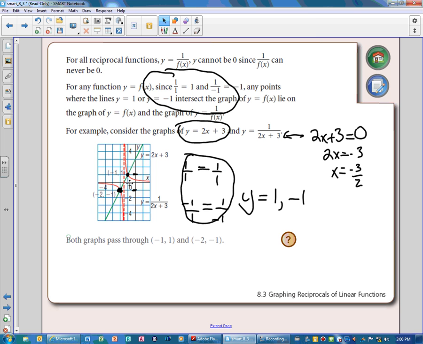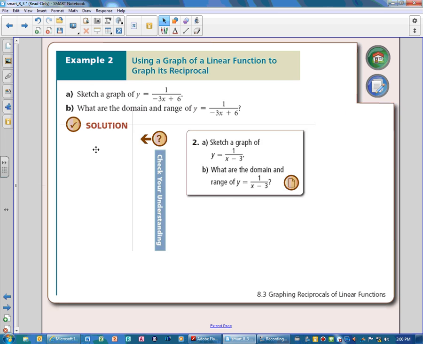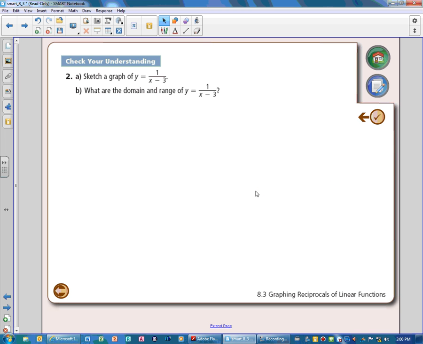So it says, hey, both graphs pass through the ordered pairs (-1, 1) and (-2, -1). So that is helpful when you're graphing. And so let's have a look at that. The second Check Your Understanding says, let's sketch the graph of y equals 1 over x minus 3, and then we'll talk about domain and range, because of course we always have to talk about domain and range.